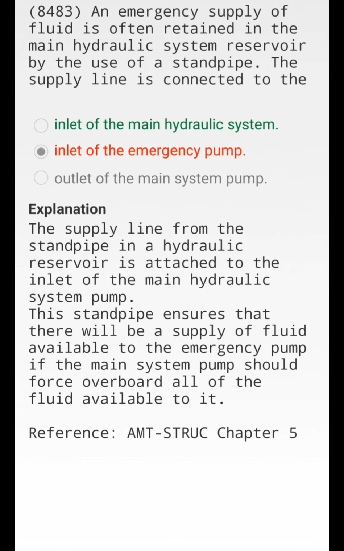An emergency supply of fluid is often retained in the main hydraulic system reservoir by the use of a standpipe. The supply line is connected to the inlet of the main hydraulic system pump. The supply line from the standpipe in a hydraulic reservoir is attached to the inlet of the main hydraulic system pump. This standpipe ensures that there will be a supply of fluid available to the emergency pump if the main system pump should force overboard all of the fluid available to it.